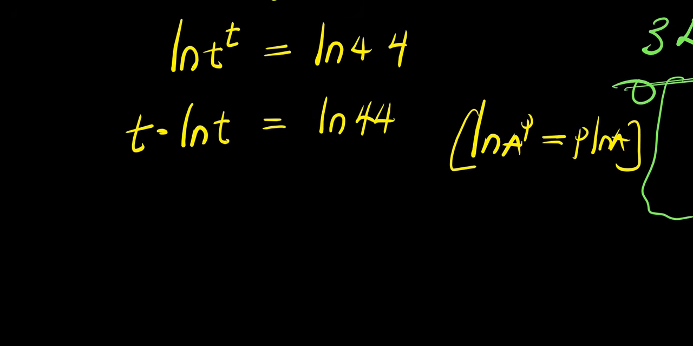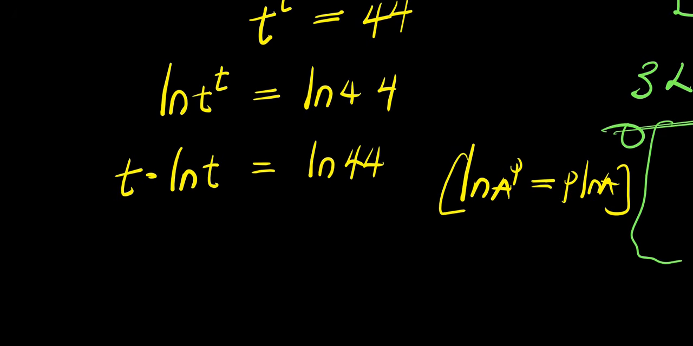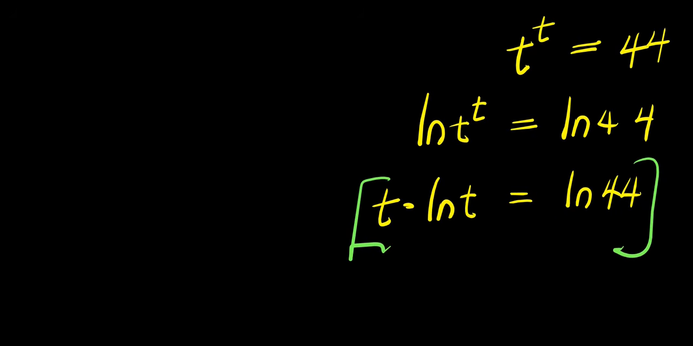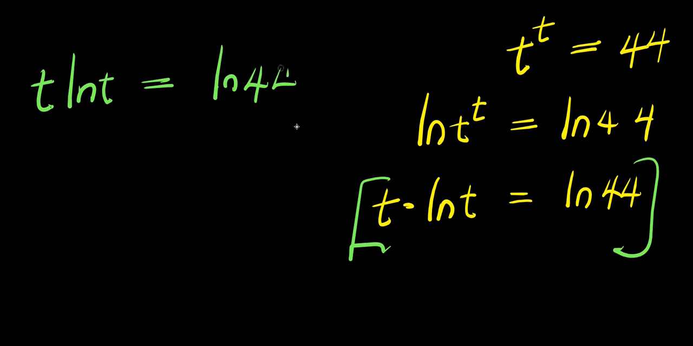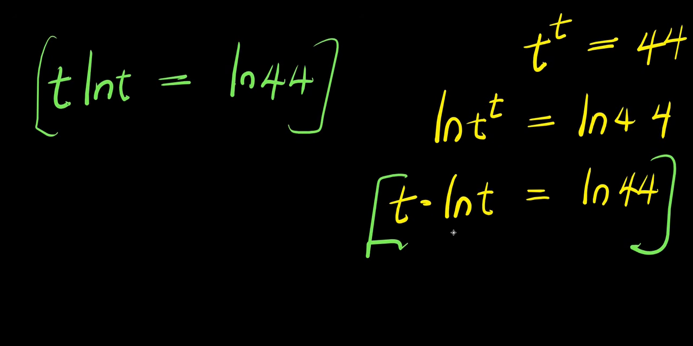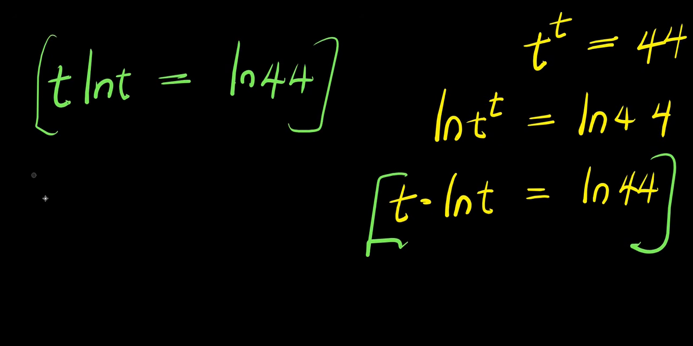But that is not all. We have this particular equation here. This is t times natural log t equals natural log 44. How do we solve this? This will lead us to what we called the Lambert W function.